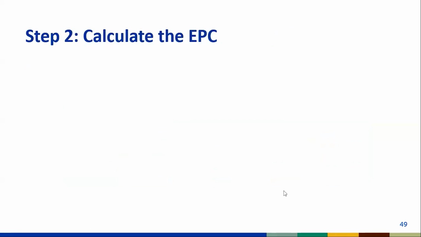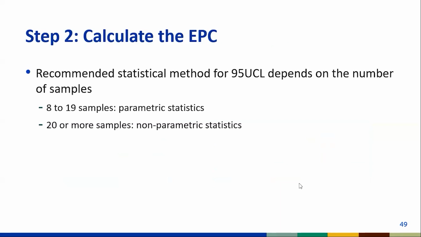Once the data have been reviewed and processed, health assessors can calculate EPCs. ATSDR has preferred statistical methods for doing so, which vary depending on the number of samples in a dataset. For smaller datasets with 8 to 19 samples, ATSDR recommends parametric statistics. For larger datasets with 20 or more samples, ATSDR recommends using non-parametric or distribution-free statistical methods.